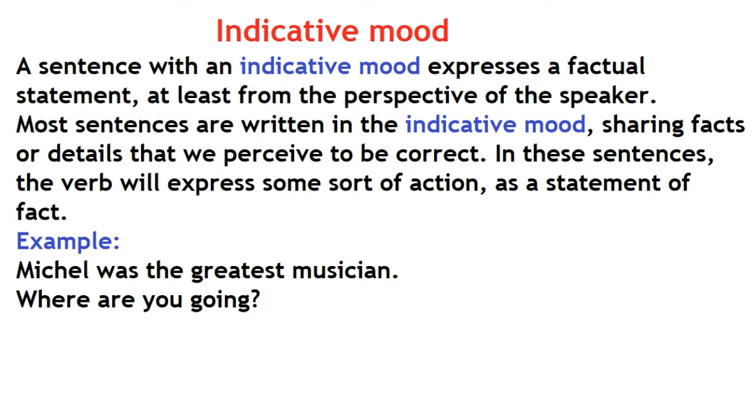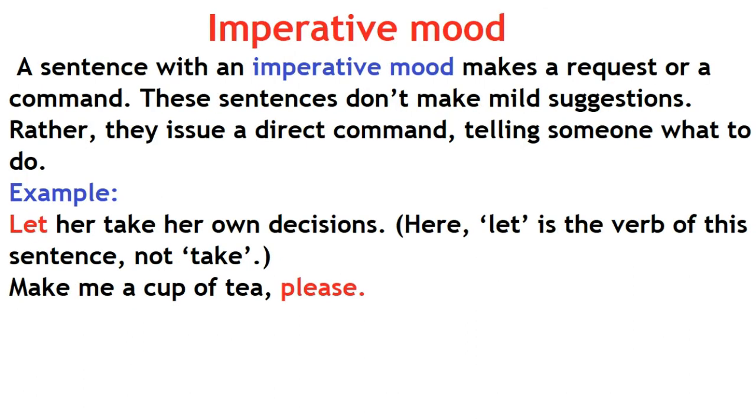So, imperative mood makes a verb into a command or request. It always uses the second person as the subject of the sentence, and most of the time the subject remains hidden. For example, let her take her own decisions. Here, let is the verb of the sentence, not take. Another example, make me a cup of tea please.